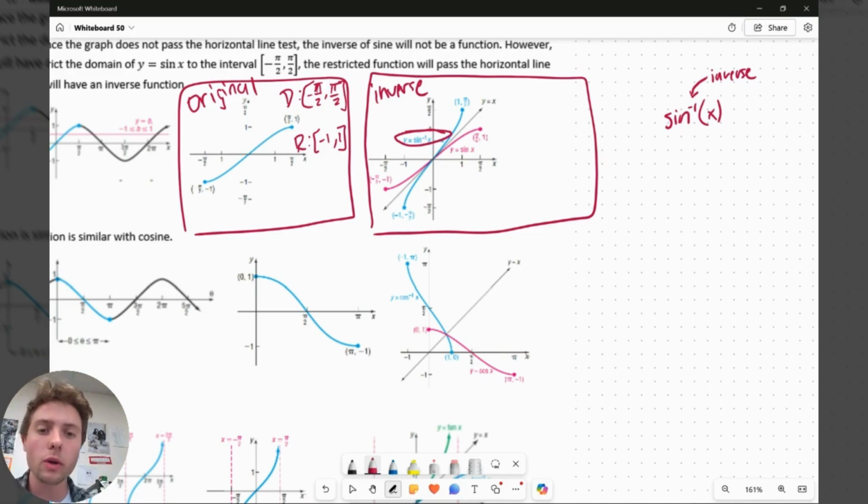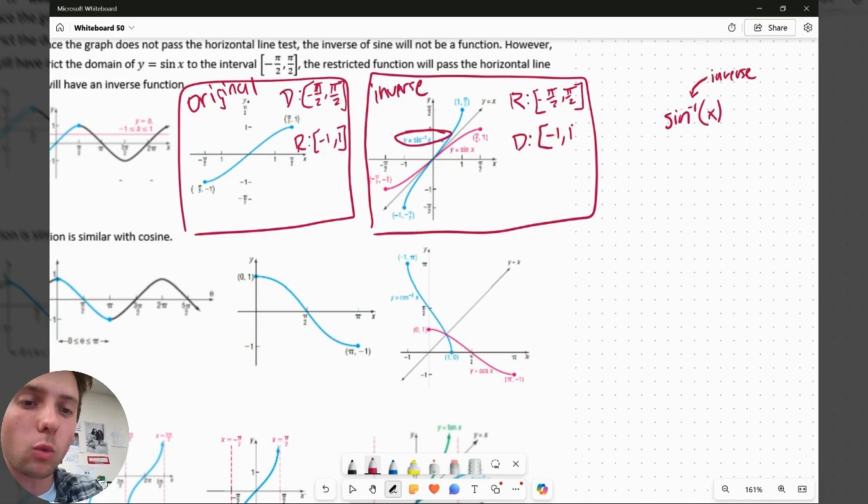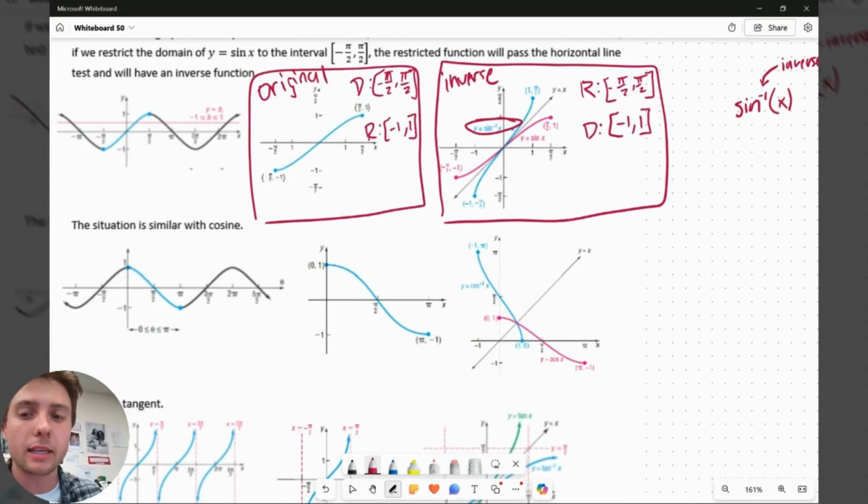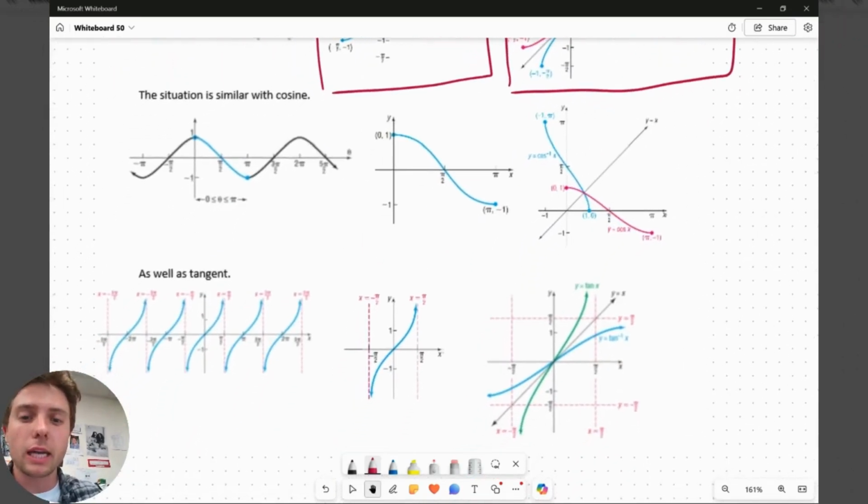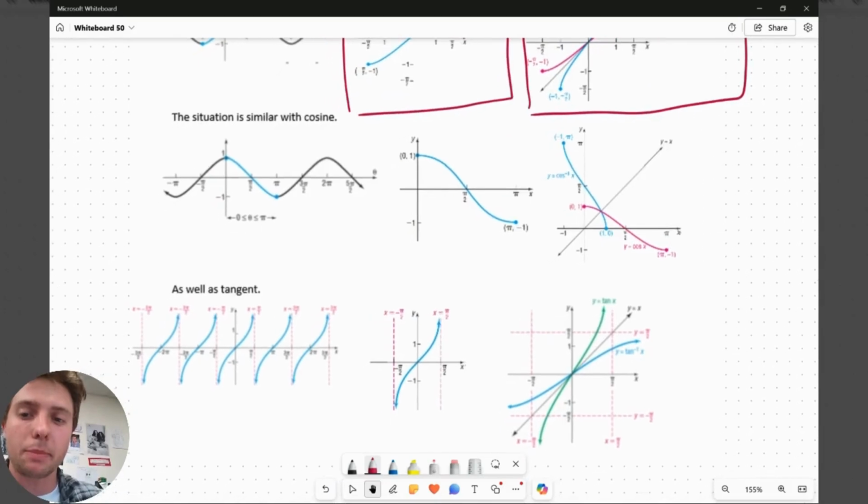Well, okay, knowing that then, the inverse, though, we said just switches the domain and the range. So the range now for our inverse function would be -pi/2 to pi/2. And the domain now has the restriction of -1 to 1. Notice you can also see that in the image. Cosine and tangent have very similar things happening.